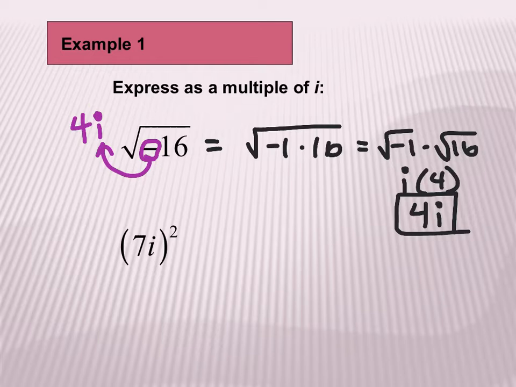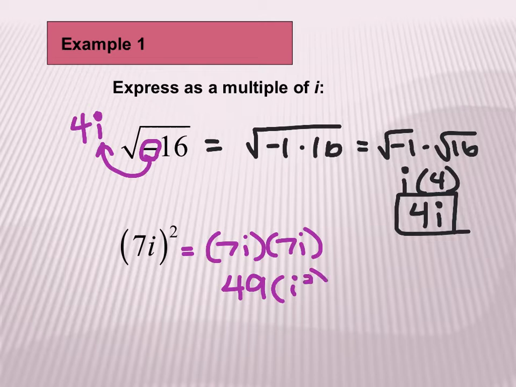The second example has 7i squared. So now it's the reverse. The i is already in the expression. This would be the same thing as saying 7i times 7i, or 7 times 7, which is 49, and i times i, which is actually i squared. And i squared is -1. So this is -49.